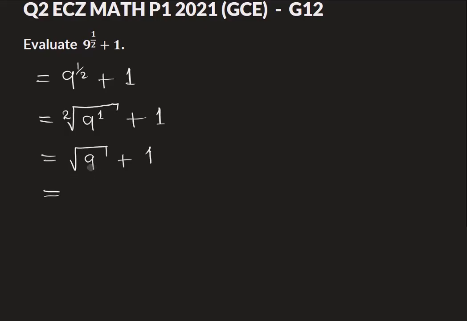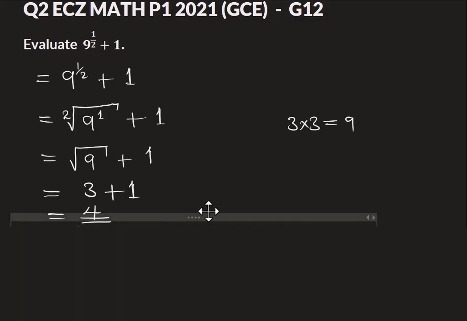Or what is the second root of 9? The second root of 9 simply means what two numbers can you multiply by each other such that we have 9. If you know your multiplication tables, you know that 3 times 3 gives us 9. So we should have a 3 plus a 1 here, which is very simple to answer. The answer that we're requiring here is 4.